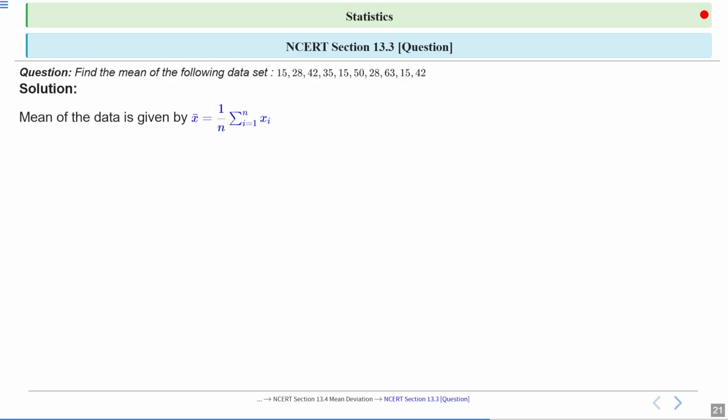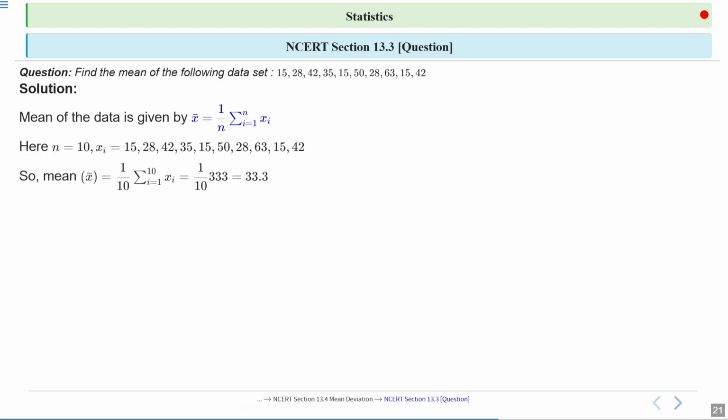The mean of the data is given by x bar equal to 1 by n summation i equal to 1 to n xi. Here, n equal to 10, and xi are 15, 28, 42, 35, 15, 50, 28, 63, 15, and 42. So, mean x bar equal to 1 by 10 summation i equal to 1 to 10 xi.